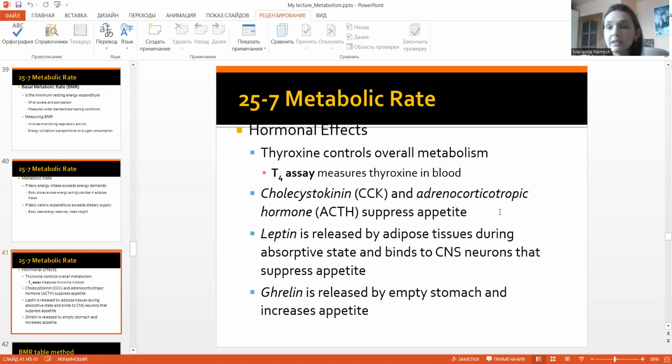But people who are overweight have a high level of leptin, which will lead to hyperleptinemia, and as a result, the receptors in the hypothalamus will be resistant to this leptin. So they will have a disturbance with the control of appetite and satiety. Ghrelin is released by an empty stomach and is responsible for increasing appetite.